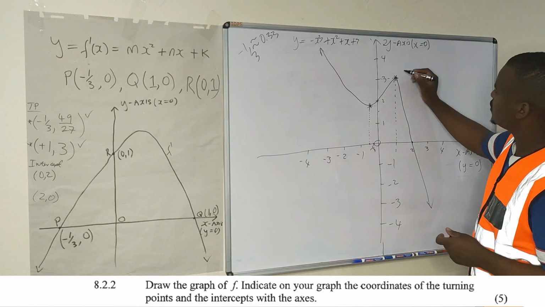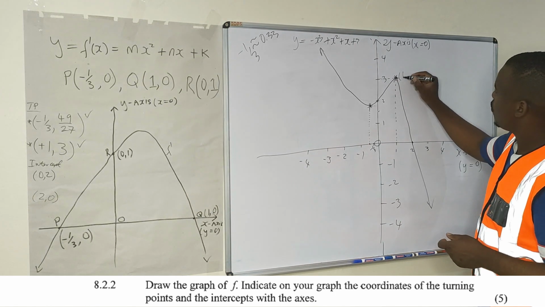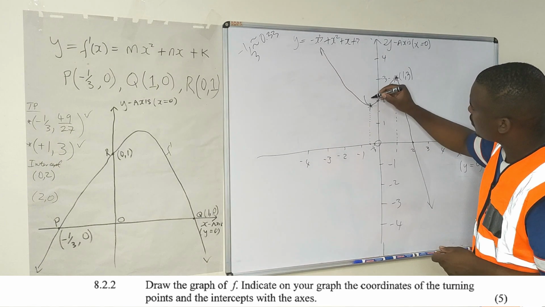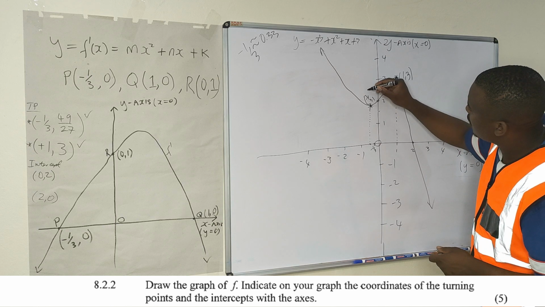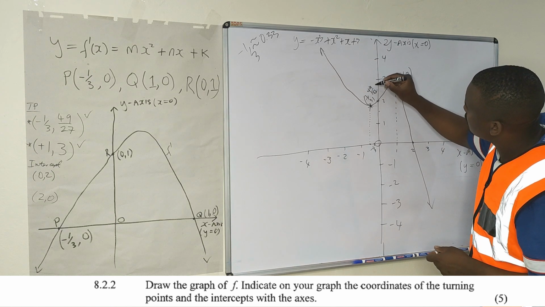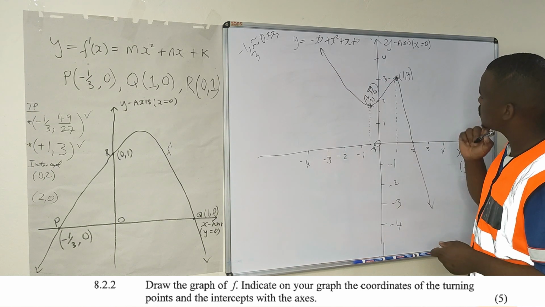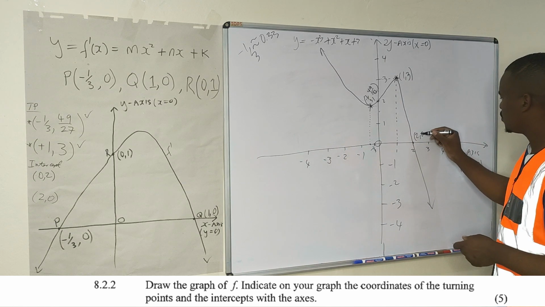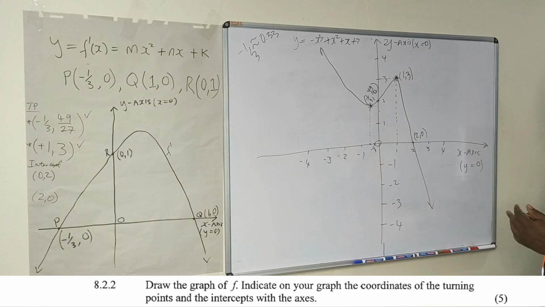So you have your turning points here, your 1 and 3. Here you have your minus 1 over 3 and 49 over 27. So here you have your 0 and 2. Here you have a 2 and 0. So this is how your function looks like. I'm not sure if I'm missing anything. I've plotted the x's, I've plotted the turning points. So we go to the next question.